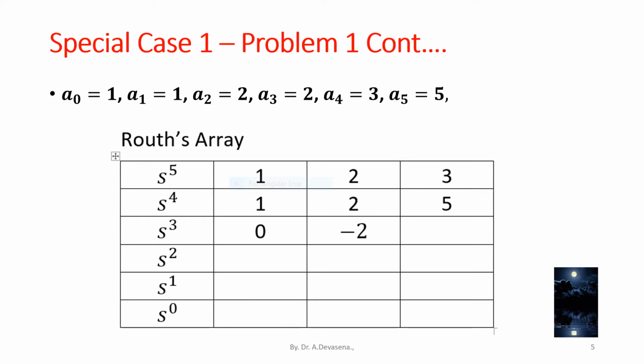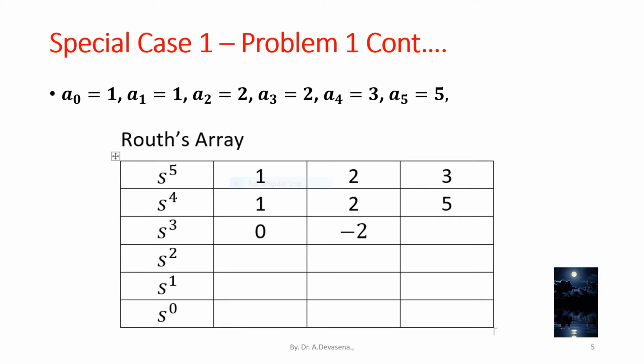The s power 5 row is constructed with the help of the even coefficients a0, a2, a4, that is 1, 2, 3. The s power 4 row is constructed with the help of the odd coefficients, that is a1, a3, a5, that is 1, 2, 5. Now with the help of the s power 5 row and s power 4 row, we have calculated the s cube row. That is, b1 is equal to 1 into 2 minus 1 into 2 divided by 1, its value is 0. b2 is equal to 1 into 3 minus 1 into 5 divided by 1, its value is minus 2.